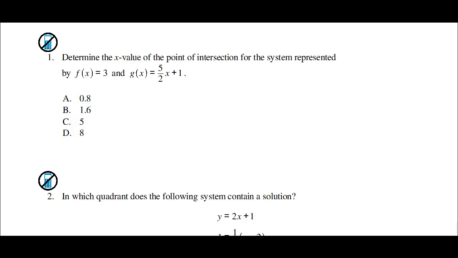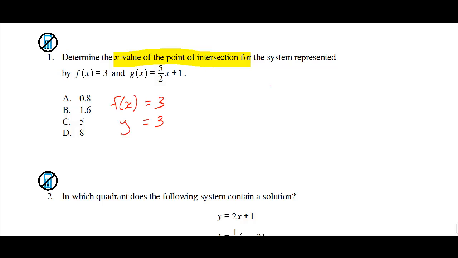Number one, determine the x value of the point of intersection for the system represented by f of x is equal to 3 and g of x is equal to 5 over 2x plus 1. Since we're looking for the x value of the point of intersection, we know something interesting here. If we start with f of x is equal to 3, this is the same thing as saying that y is equal to 3.